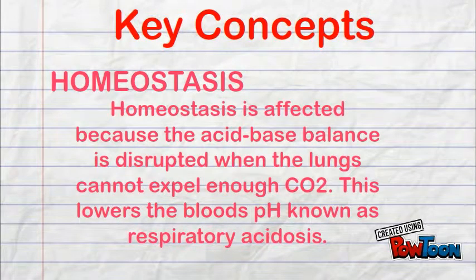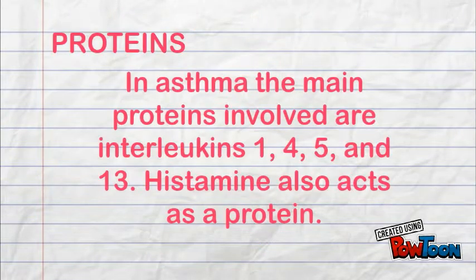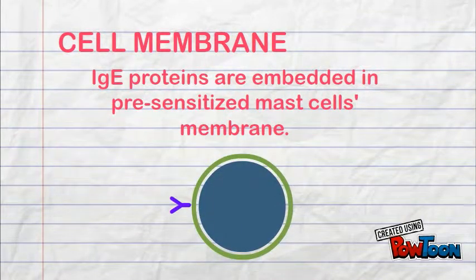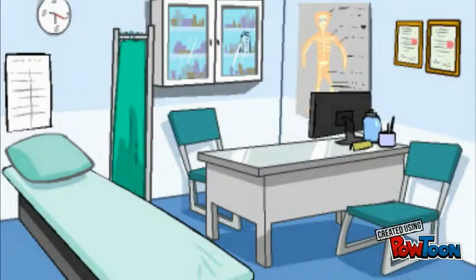Homeostasis is affected because the acid-base balance is disrupted when the lungs cannot expel enough carbon dioxide. This lowers the blood pH, known as respiratory acidosis. In asthma, the main proteins involved are interleukins 1, 4, 5, and 13. Histamine also acts as a protein. Cell membrane. IgE proteins are embedded in pre-sensitized mast cells membrane.